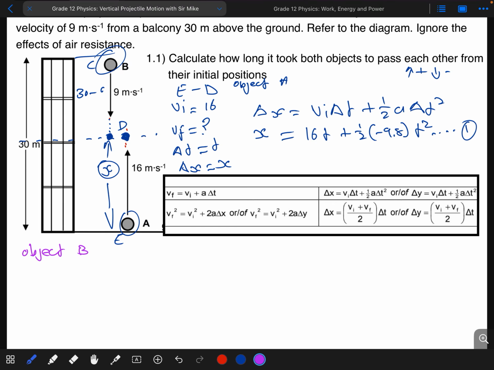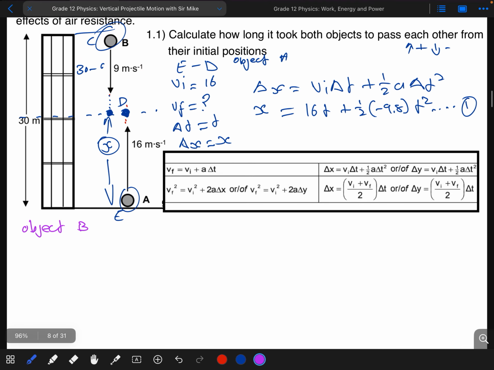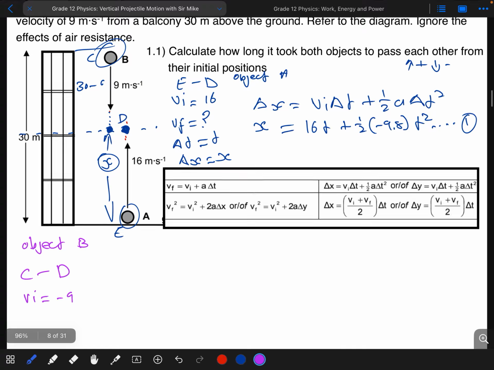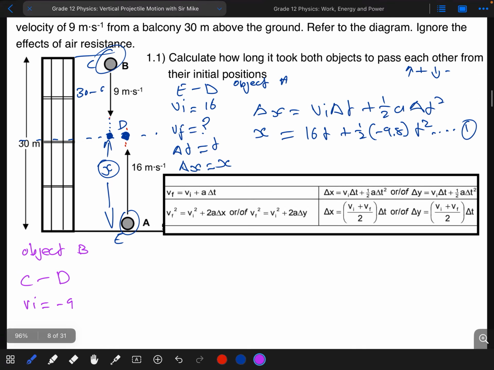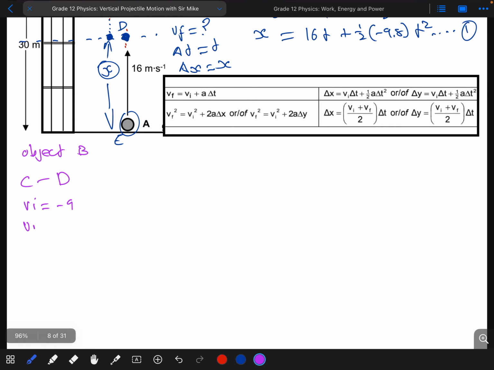So my point is from where it started to where they passed each other. The starting point of the second object would be point C, and the ending point would be point D. My v initial would simply be negative 9, because it was projected downwards. My final velocity I do not know, vf, so I'm going to leave that open.